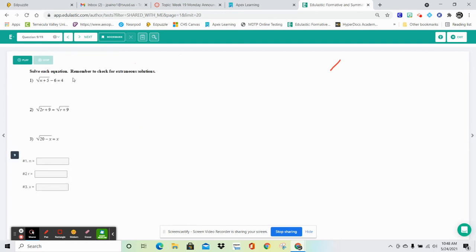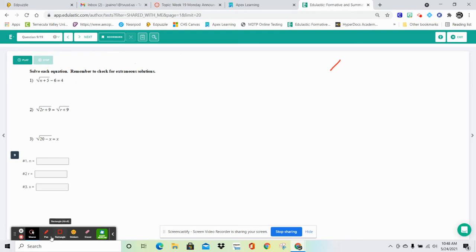All right, solve the equation. Remember to check for extraneous solutions. So an extraneous solution is a solution you get, but when you plug it in, it's not part of the domain of that function, meaning that you plug it in, you can't do the square root of a negative, right? And when we're solving here, it needs the principal root, is all we're looking at here.